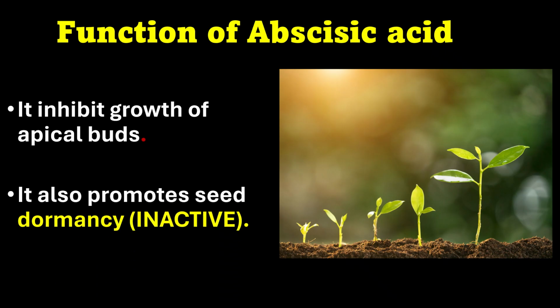More also, it promotes seed dormancy, seed inactivity. Seed dormancy here means the seed will not germinate, and it is the responsibility of abscisic acid to ensure that seed dormancy allows the seeds to survive or to last for years. For example, we have rice seeds, bean seeds, we have corn seeds. Those seeds can remain there in a container for days under the right condition without germination, and it's due to the influence of abscisic acid.